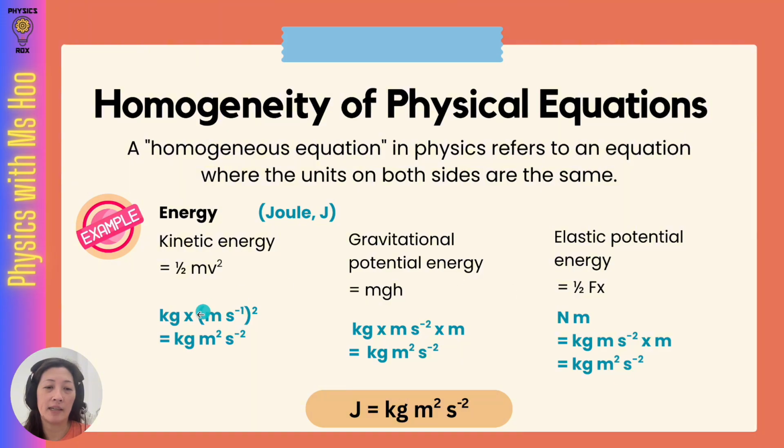Now, as you can see, whether you're calculating kinetic energy, gravitational potential energy, or elastic potential energy, all of them end up having the same SI base units. So since we know that the SI unit for energy is joules, from here we can conclude that the SI unit of joule is equal to kilogram meter squared per second squared.